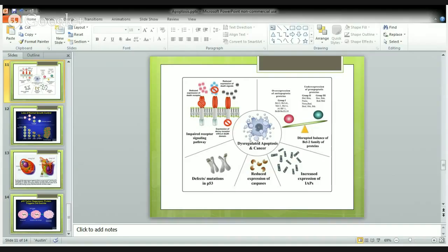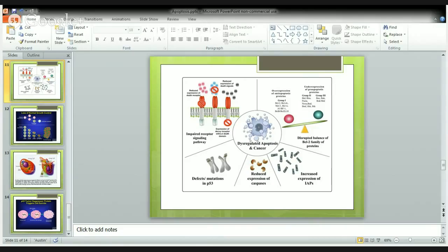Defects, mutations in P53. P53 is the guardian of the cell. Its design is to find a damaged cell and destroy it. Any mutations in that guardian will cause a surplus of damaged cells, which will lead to a higher chance of cancer. Reduced expression of caspases.